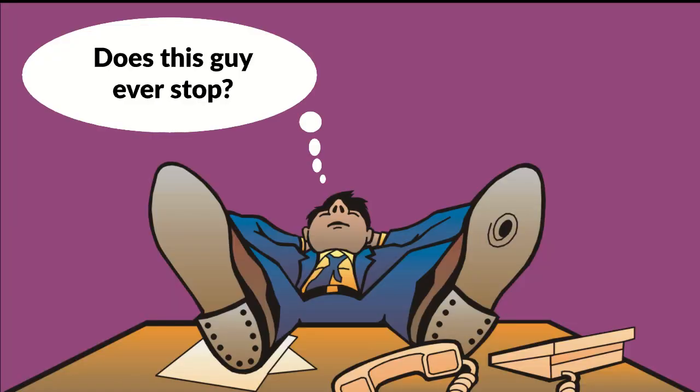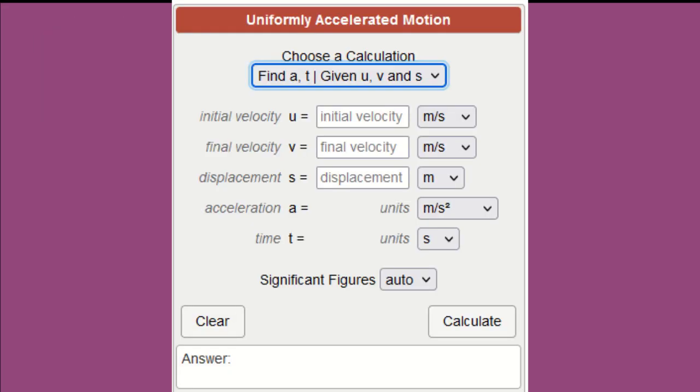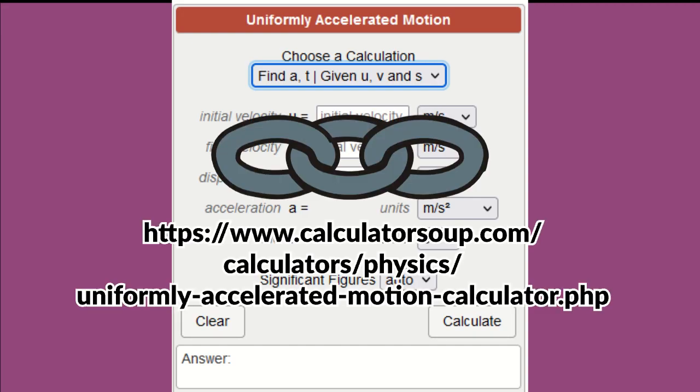Now you know what acceleration and velocity are, along with the uniform accelerated motion equations, and how to do some of the calculations. I'm going to make it easier for you. There happens to be a website that has a calculator that'll do all the hard work for you. The calculator is called the Uniform Accelerated Motion Calculator. It is found at this web address. The link for it is in the video description.